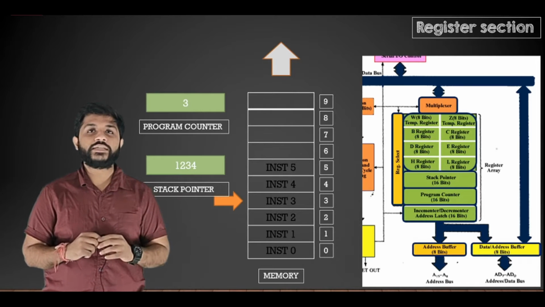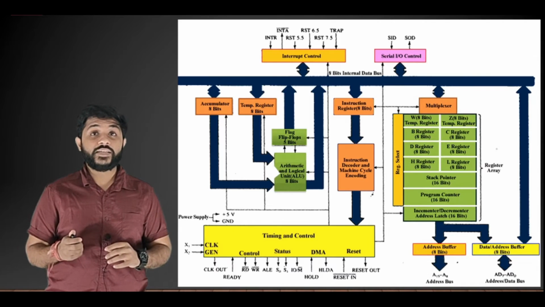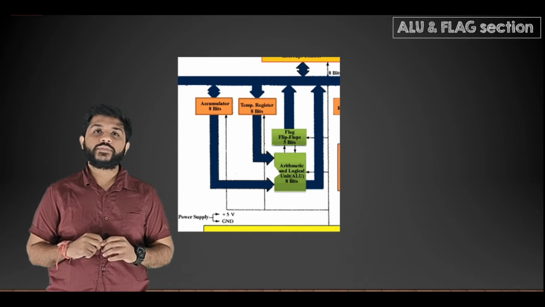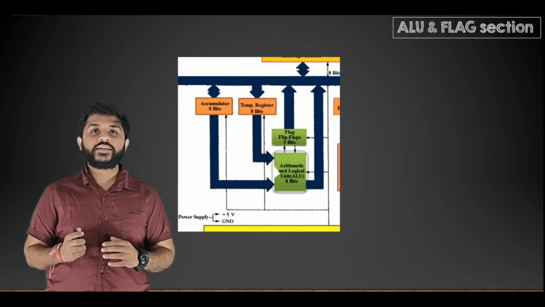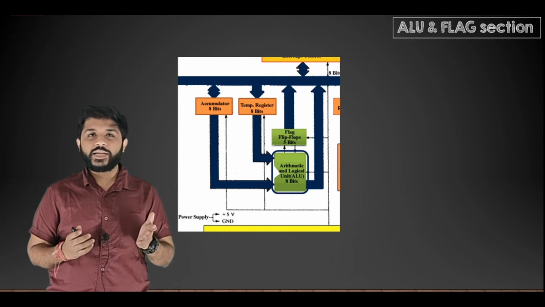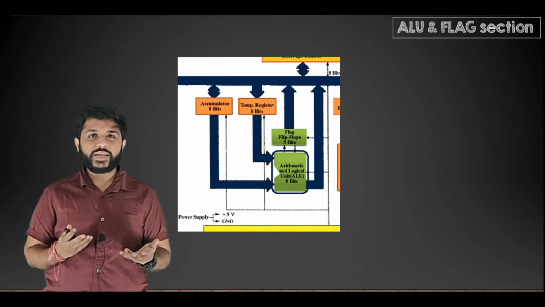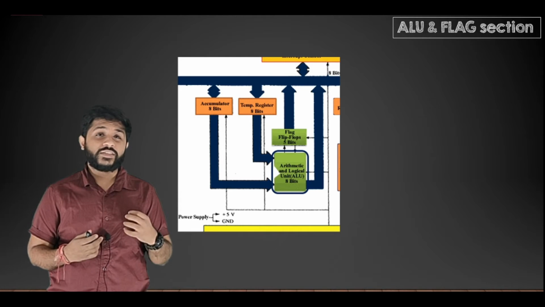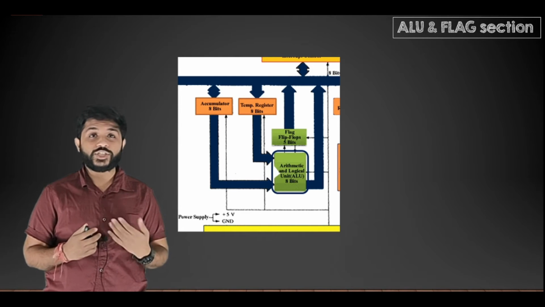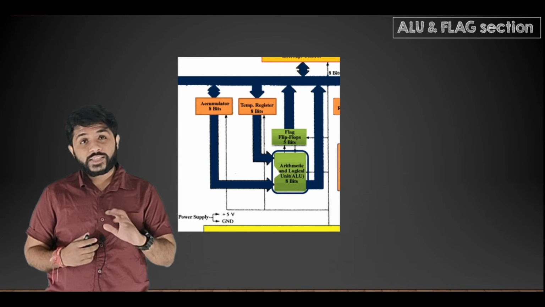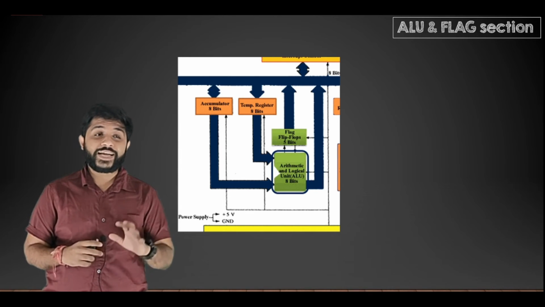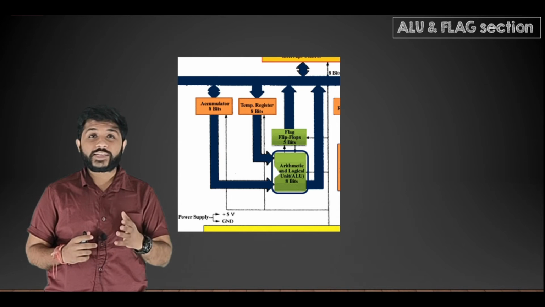Now we are going to see the next section, that is the ALU and the flag section. You can see that there is an ALU. Now what is the function of the ALU? ALU means the arithmetic and logical unit. You all know that using the ALU, the processor can perform arithmetic operations such as addition, subtraction, multiplication, division. Using the same ALU, it can perform some logical operations too, such as AND, OR, XOR, etc.